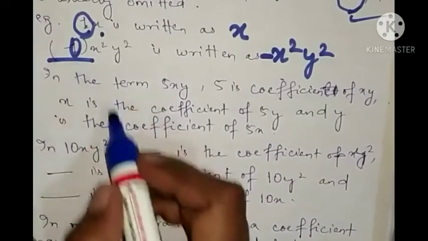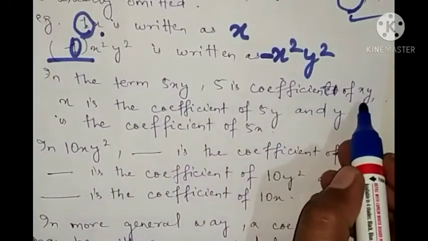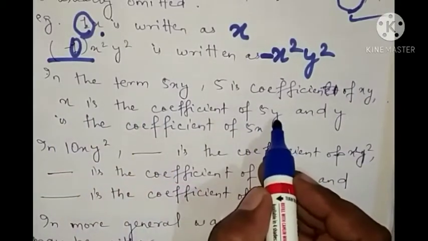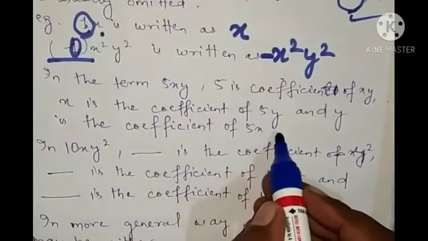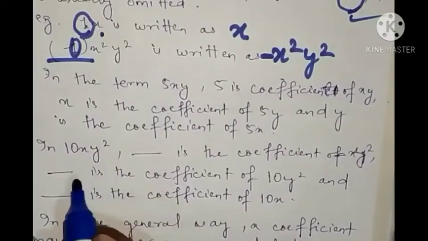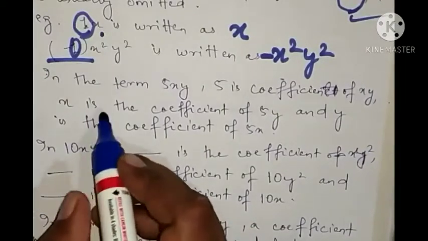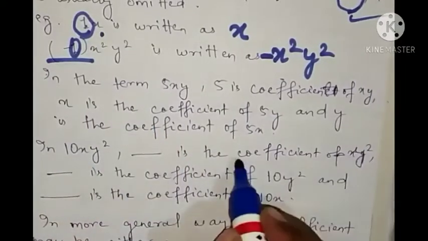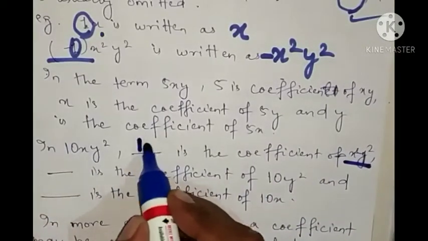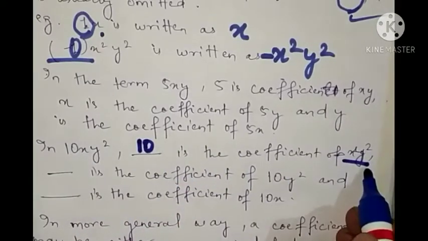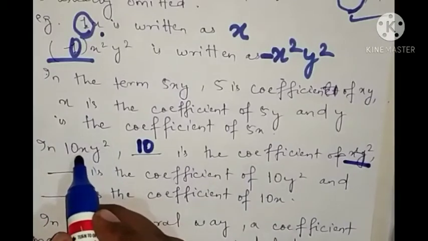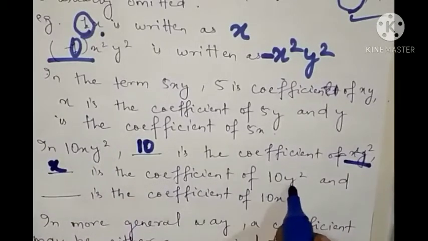In the term 5xy, 5 is the coefficient of xy, x is the coefficient of 5y, and y is the coefficient of 5x. Like that, in 10xy square, what is the coefficient of xy square? After xy square, which one is remaining? 10. So 10 is the coefficient of xy square. What is the coefficient of 10y square? After 10y square, which one is remaining? x. So x is the coefficient of 10y square.